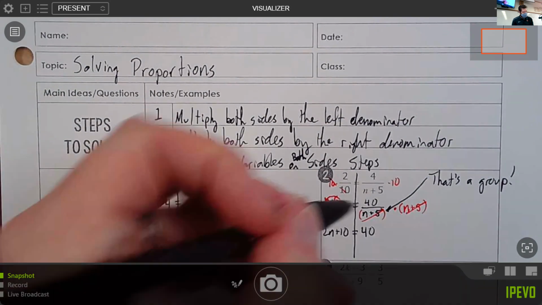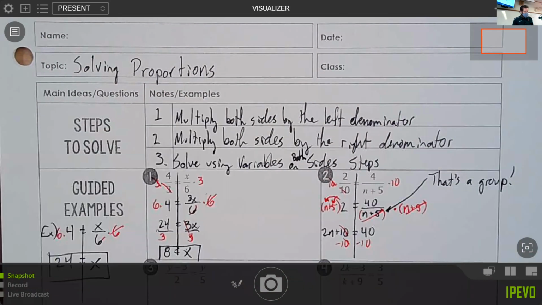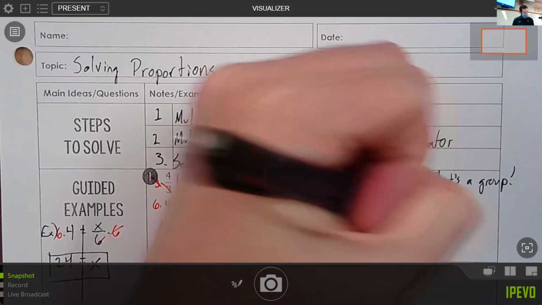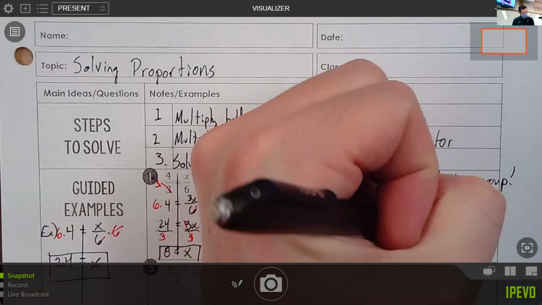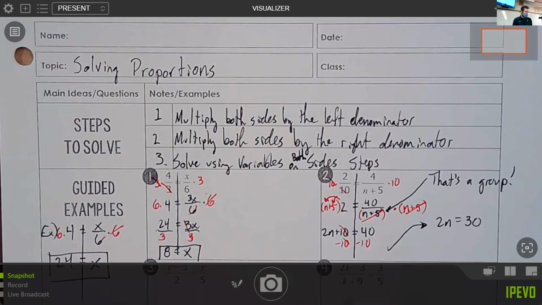Subtract 10, yeah. So minus 10, minus 10. I'm going to run out of room, so I'll just move over here. So the 10s cancel out, and I've got 2n. 2n equals 30, because the 10s cancel out. 40 minus 10 is 30.